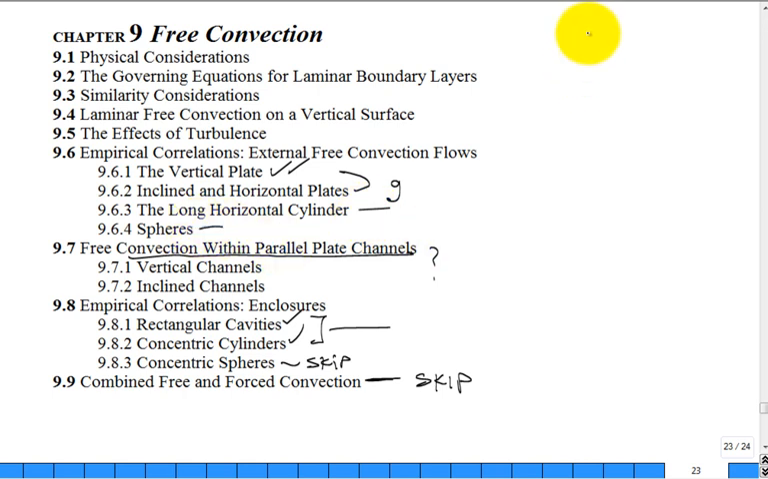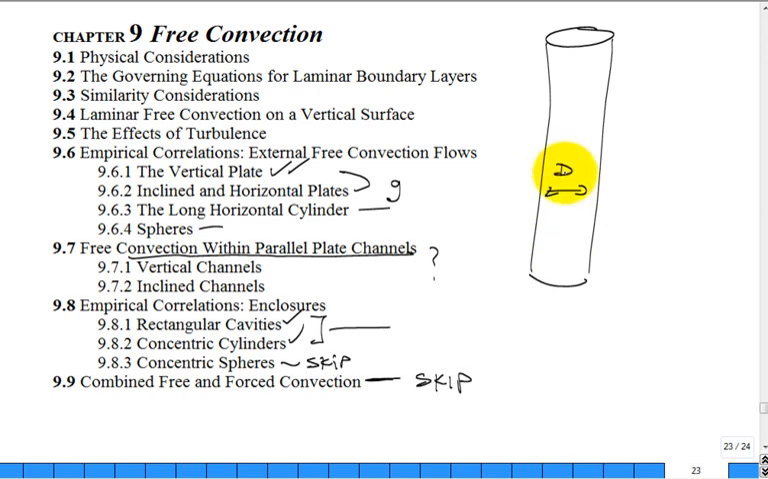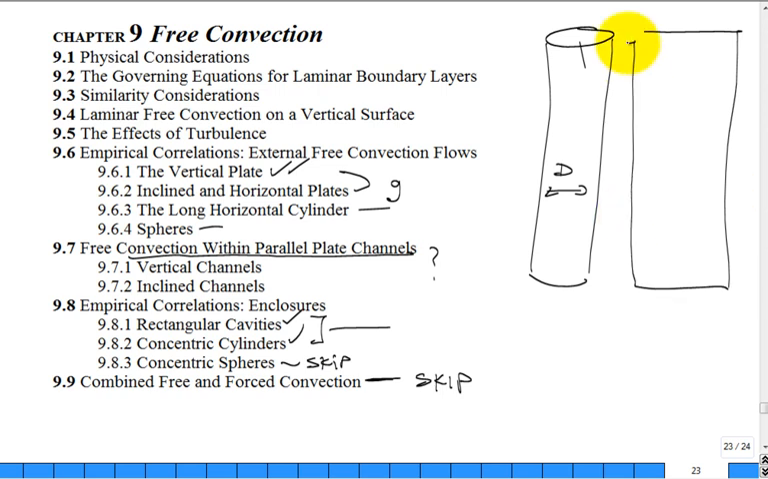Also, if somebody gives you a problem and it's a long, fairly large diameter vertical cylinder, theoretically cut it and unwrap it and it becomes a plate. Think about that for a minute. Just cut it, unwrap it, and it's a plate. So you'll see plate correlations used with long vertical cylinders.